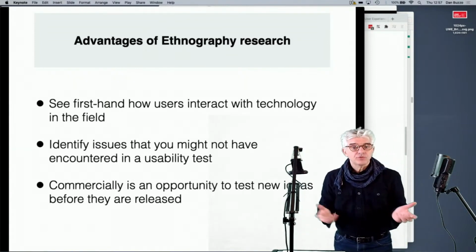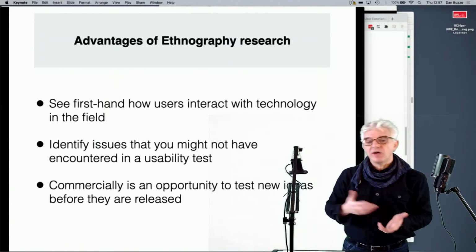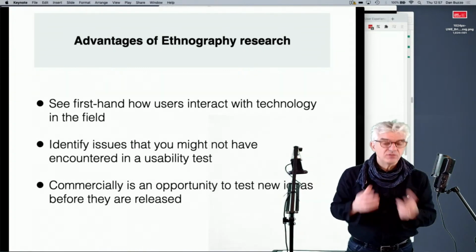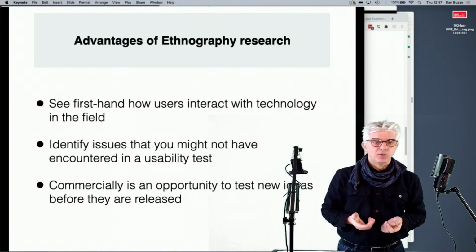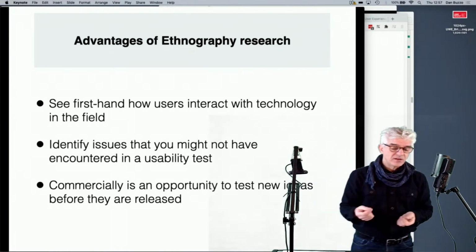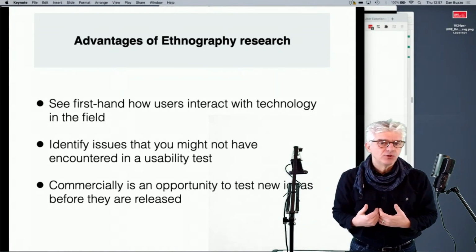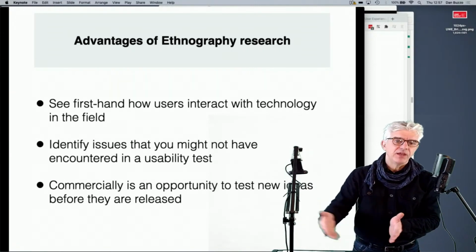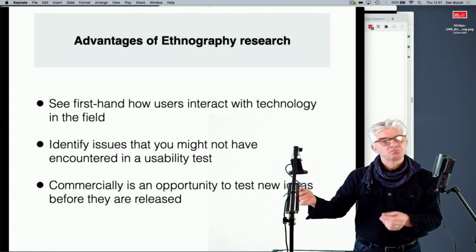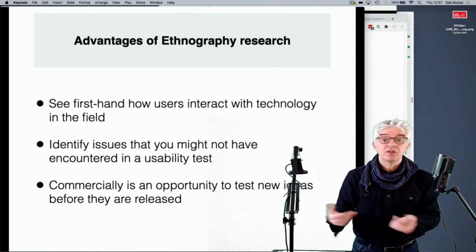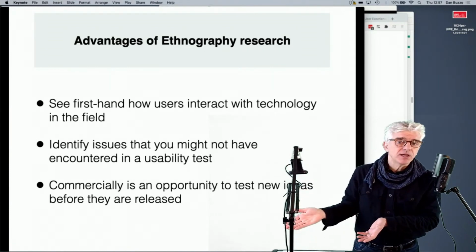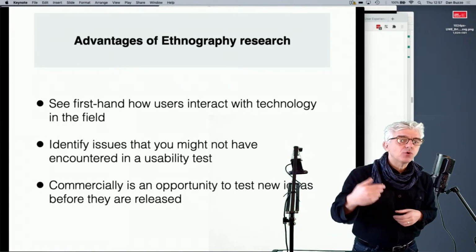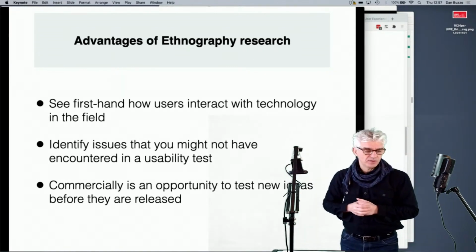Now, the advantages of some of these approaches versus other things like lab studies or usability studies is that we can see firsthand how people work with technology in the field. And we could identify issues that we couldn't necessarily do in a usability test. Bring people into the lab, show them my design, see if they can achieve a particular goal. That's fine, but if we were to do that in the field, it may well be that they say, I don't want to do that. Something as simple as that, that is prompted by looking at how people work in the field.